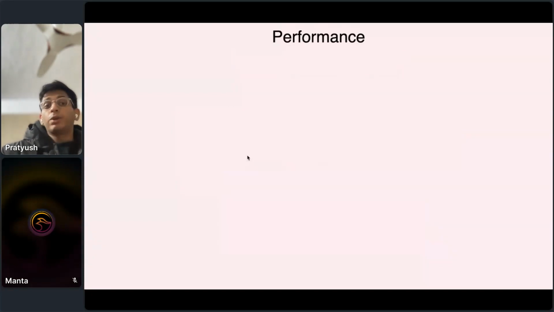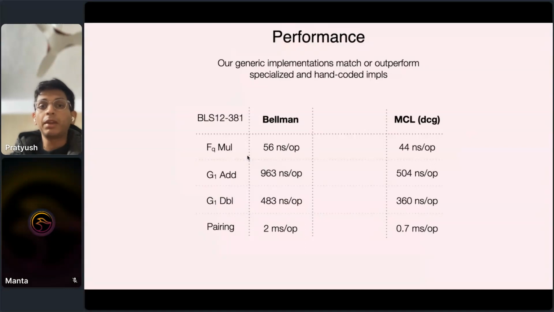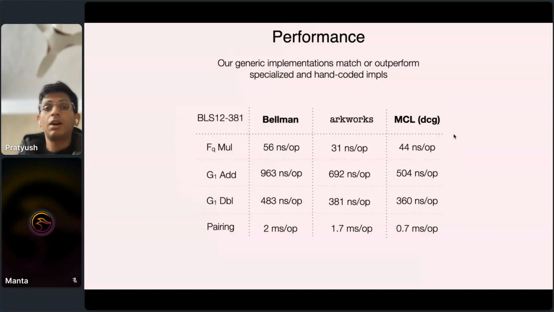Now, in terms of performance, we don't sacrifice efficiency to achieve these nice ergonomics and ease of implementation, right? Compared to two extremes, one which is Bellman, which is a pure Rust implementation, and the other is MCL, which is a state-of-the-art library which uses fancy techniques like dynamic code generation, Arkworks is able to achieve very competitive performance, in some cases beating MCL, and in all cases being faster than the Bellman libraries, right? And obviously, I think there have been some efficiency improvements on all of these, but I think the ballpark is still in this range.